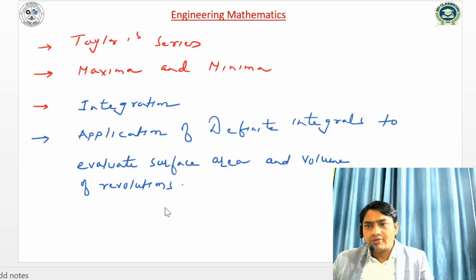So today I will cover the limit of a function, continuity of a function, and differentiability of a function. And so let us start.